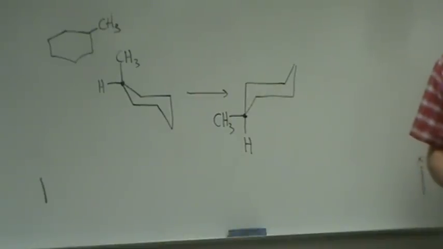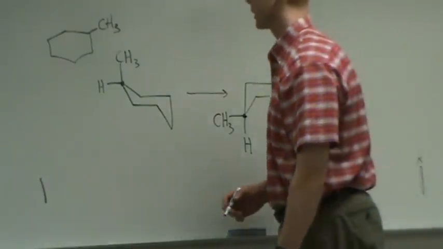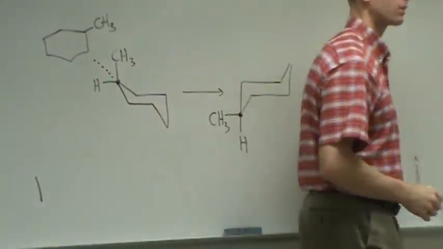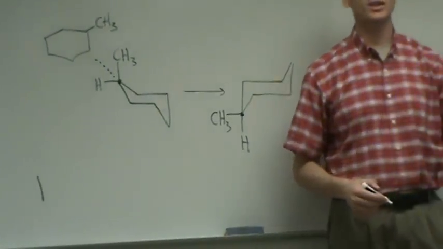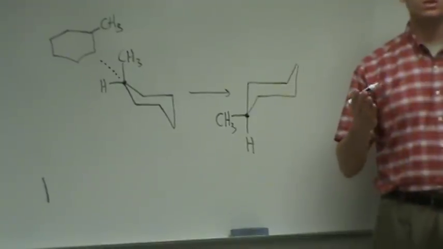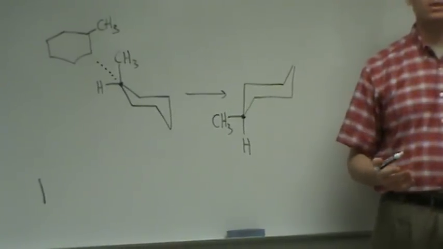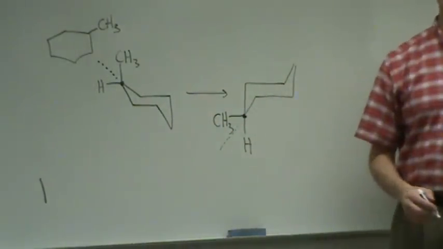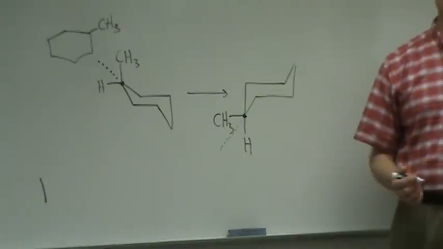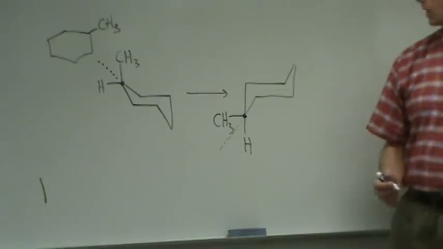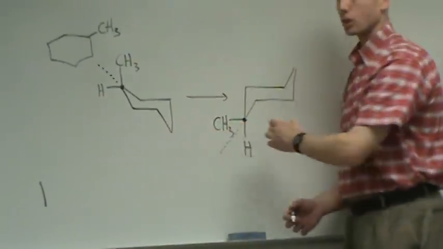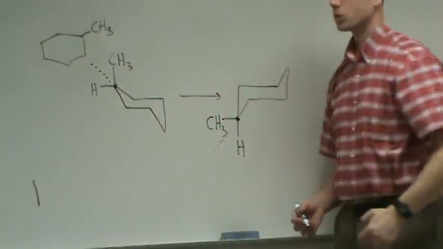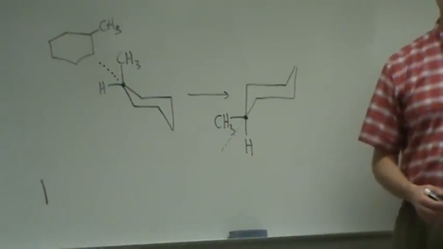Another way to keep track of this is if you draw an imaginary line like that, what side of the line is that CH3 on? Right. The top or the bottom? The top. So when I draw this imaginary line here, it better stay on the top. And is it on the top? It is. So it's on the top here, it better stay on the top here. Only thing that changed is it went from axial to equatorial.